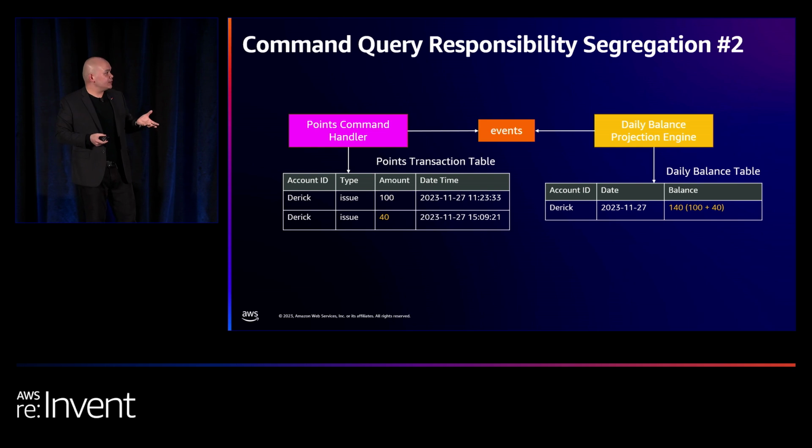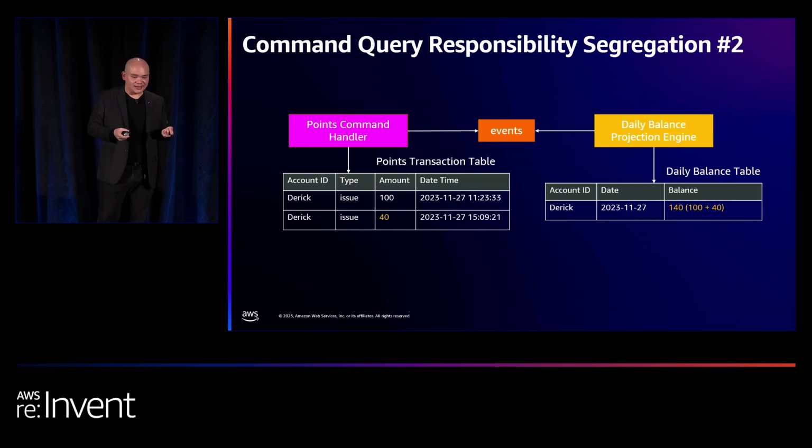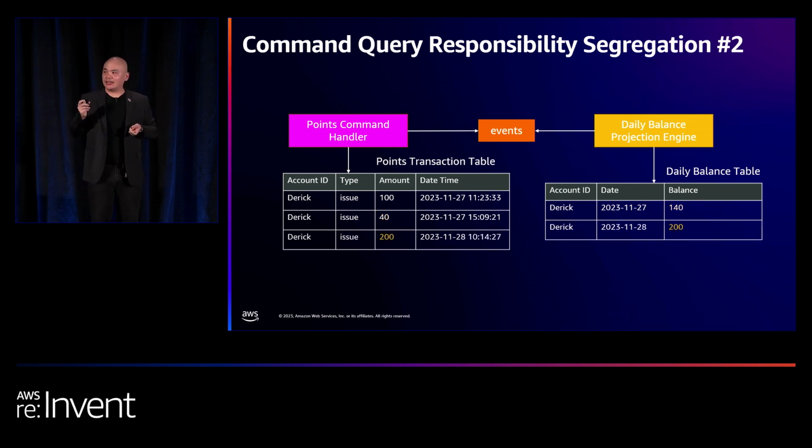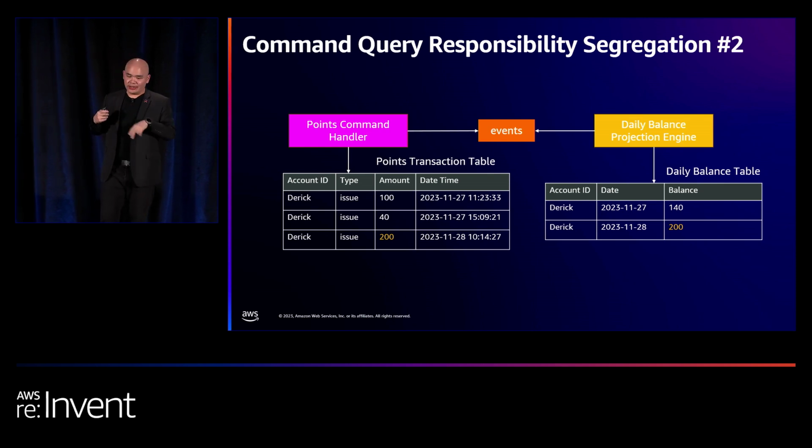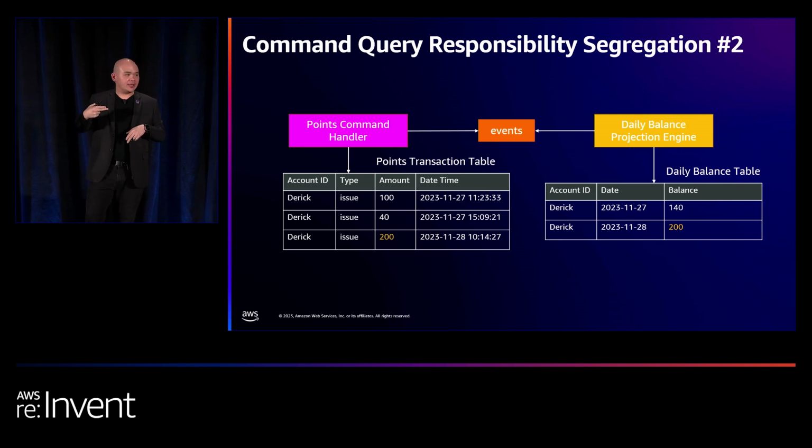And on the same day, he got another point issuing transaction for 40 points. So now you can imagine the daily balance projection engine going to increment the value to 140. And again, on the next day, he got another point issuing transaction for 200 points. So now the daily balance projection engine is going to create a new entry for the 28th. So here, we're going to see the 200 points as a new entry on the table on the right.